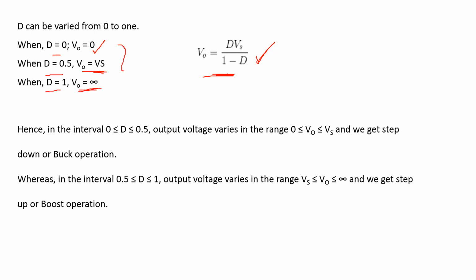From these observations, it is clear that for the interval 0 to 0.5, the output voltage varies from 0 to Vs, and we get the step down chopper or buck operation. Similarly, if the duty cycle range is from 0.5 to 1, then the output voltage goes from Vs to infinity. So we get the step up operation or boost operation. Using this conclusion, we can conclude the buck boost chopper. This is the entire thing about the buck boost chopper.